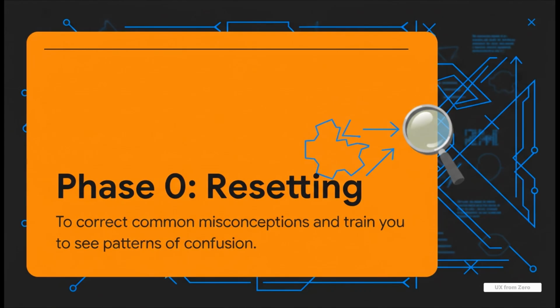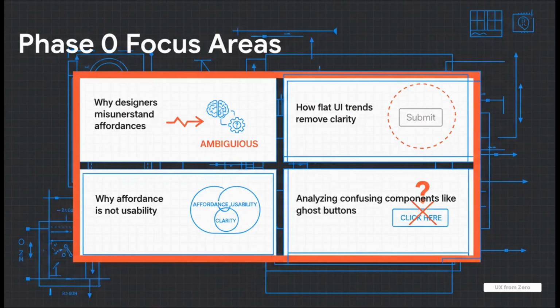Let's start at the beginning with phase 0. Before you can build something new, you have to clear the ground. And that's exactly what this phase is for. It's all about unlearning the myths that are holding you back. It's about retraining your brain to see that clean design might actually be a confusing design. So in this phase, we dig into things like how the flat UI trend, while it looks great, often strips away the very clues people need to understand an interface. We'll look at things like ghost buttons, those transparent ones. We'll ask the tough questions. Are they elegant, or do they just make people guess? This phase literally resets your perspective.